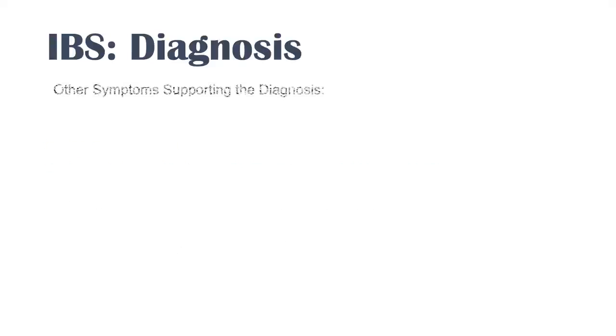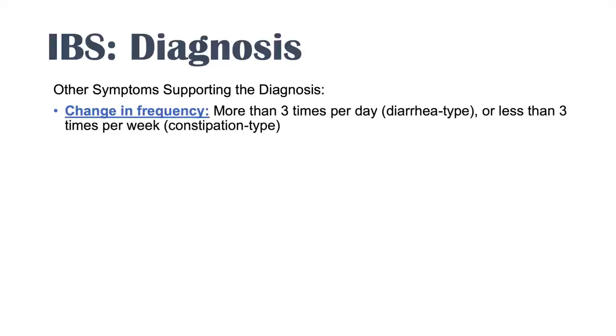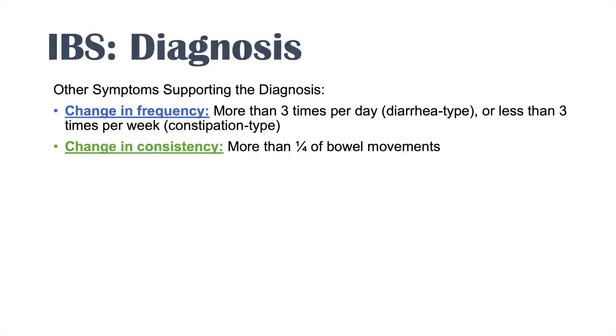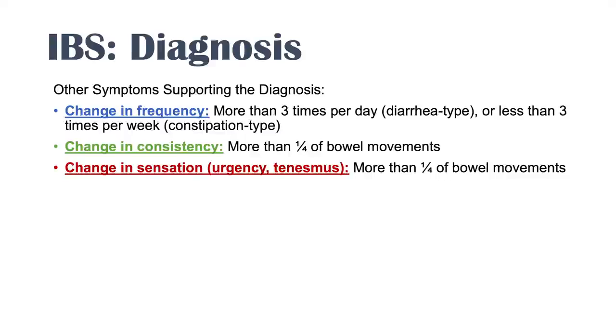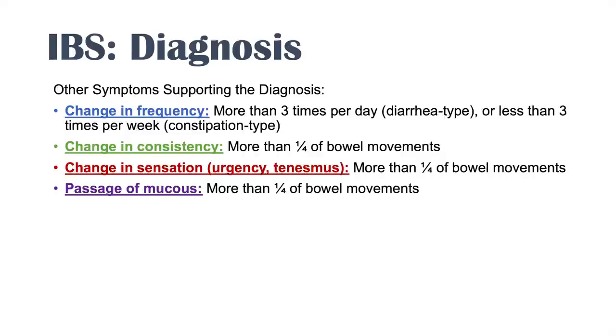So once we make the diagnosis, there are other symptoms that support the diagnosis as well. With regards to change in frequency, the change in frequency is generally more than 3 times per day in the diarrhea type or less than 3 times per week in the constipation type. So I'm going to discuss how we make the diagnosis of IBS subtypes in the next slide. So it's not exactly diagnosed like this, but this might help you with the IBS diagnosis. The change in consistency of stools occurs with more than a quarter of bowel movements, and there's also a change in sensation, and the change in sensation is generally urgency and tenesmus that occurs with more than a quarter of bowel movements as well. And there can also be a passage of mucus that occurs more than a quarter of bowel movements, and there can be a sensation of bloating.